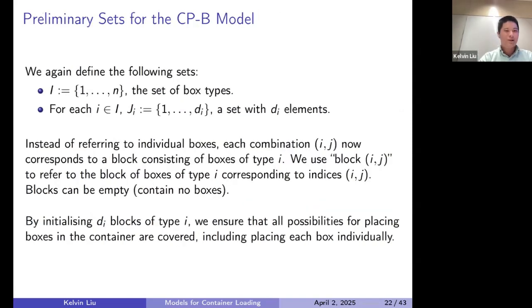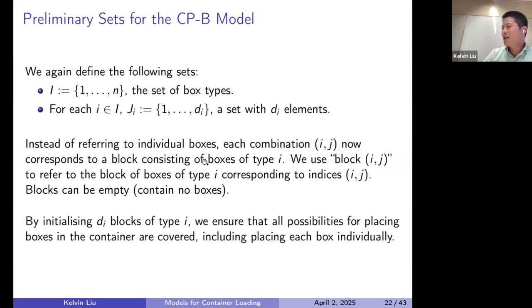So we will define the same preliminary sets, I and then Ji, a set with Di elements. However, in this case, each pair Ij no longer refers to a single box. Instead, it refers to a block consisting of boxes of type I. Now we use block Ij to refer to the block of boxes of type I corresponding to indices Ij.